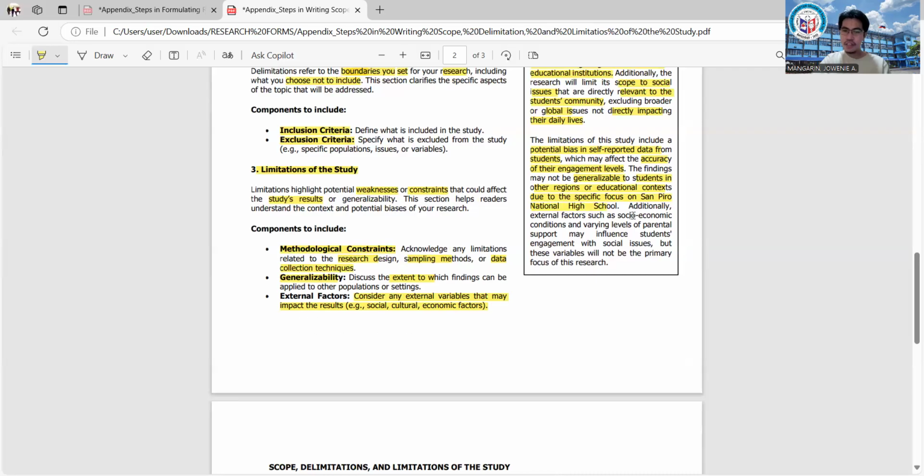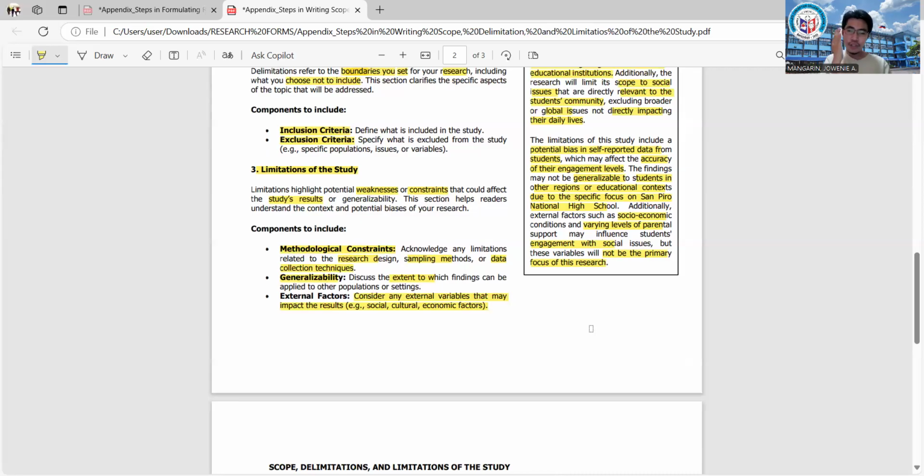Additionally, external factors such as socioeconomic conditions and varying level of parental involvement may influence the student's engagement with social issues, but this variable will not be primarily the focus of the study. So that is their limitation of the paper. Okay po. So technically, ang scope, delimitation, and limitation part ng paper natin is nahati sa tatlong paragraphs. Okay?